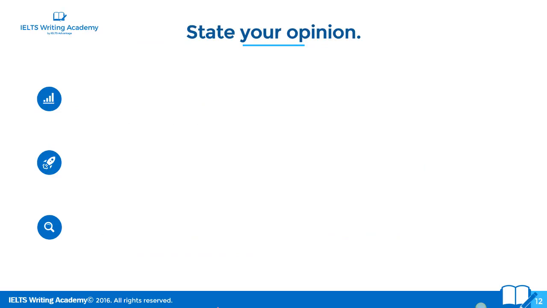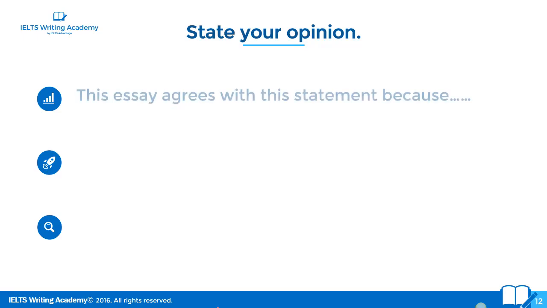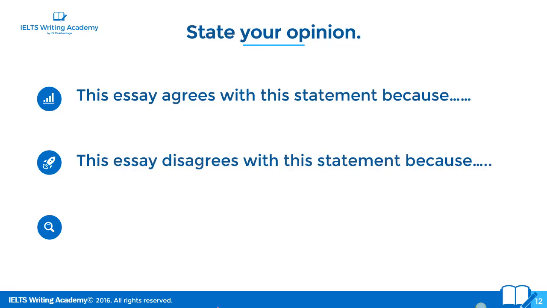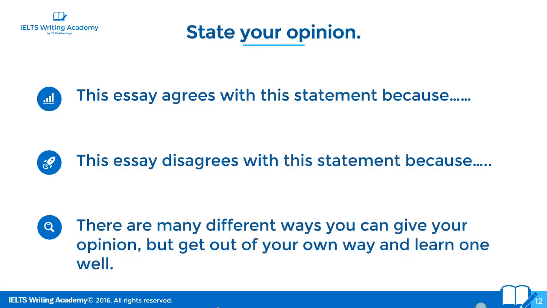So the other thing you need to do once you've paraphrased is you need to state your opinion. So this essay agrees with this statement because, or this essay disagrees with this statement because. There are many different ways you can give your opinion, but get out of your own way and learn one well. There are 100 different ways that you could write this. You could say, I agree, I disagree, or it is agreed, or something like that. There's so many different ways. You are only going to write your opinion in the IELTS test once, so learn one way to do it and just stick with that. This is a very, very easy way to do it. Just learn this, and that's all you'll have to do.